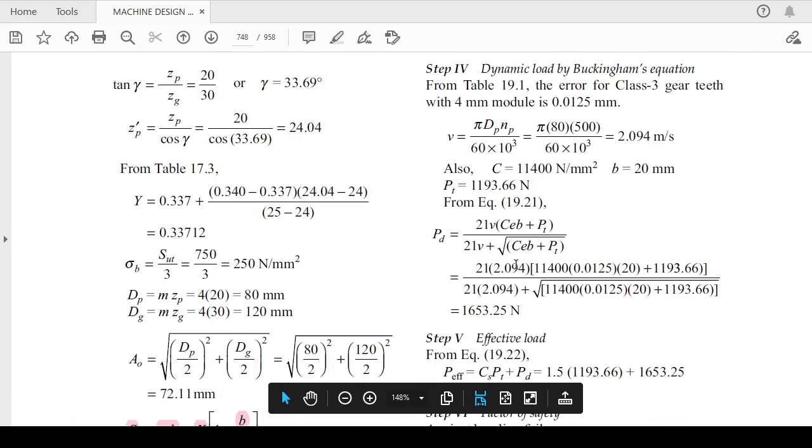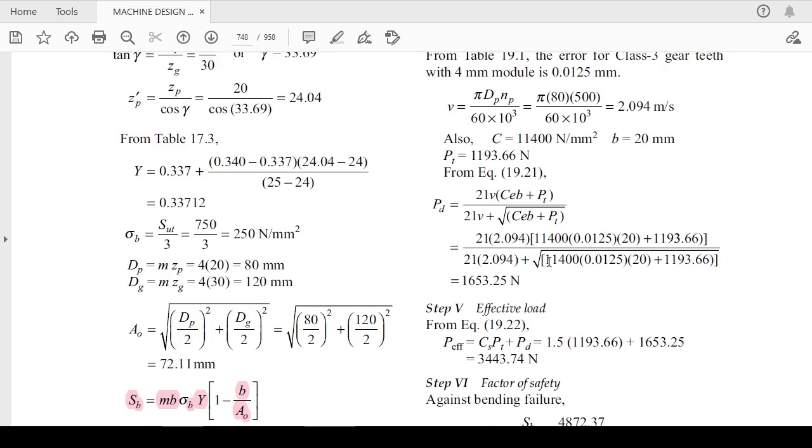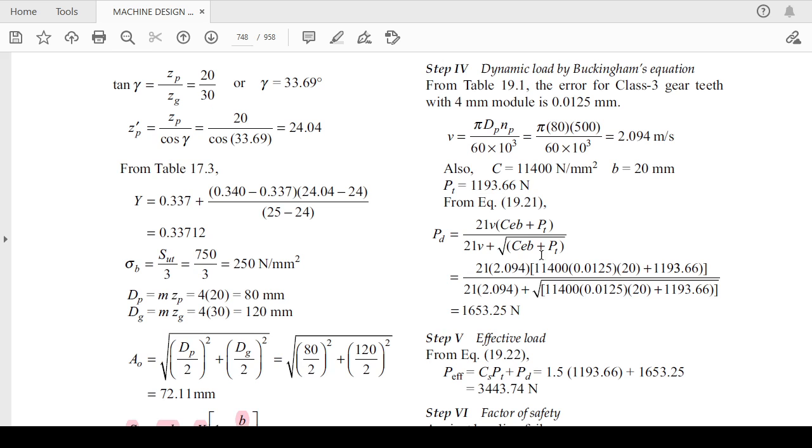Now we will calculate the dynamic load first, and after calculation of dynamic load, we can calculate the value of P effective. For the dynamic load, we should calculate the pitch line velocity, which is pi dN. dP is known, RPM is also known, and C is 11,400, which is given for the steels. Okay, if the bevel gear is made up of steel, then the value of C is 11,400. V you have already calculated.